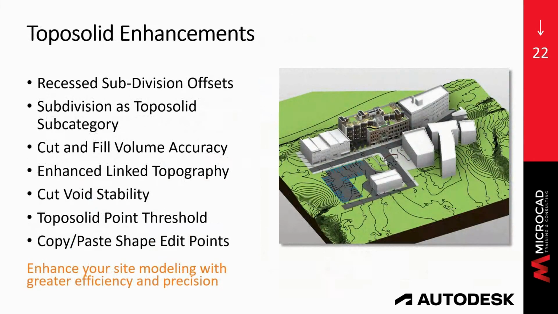So just to kind of summarize the Topo Solids, we have recessed subdivisions. Subdivisions now are a Topo Solid subcategory. Cut and fill volume is more accurate. The linked topography is enhanced. The cut void is more stable. The Topo Solid point threshold has been defined better. And now you can copy and paste shape point editing.